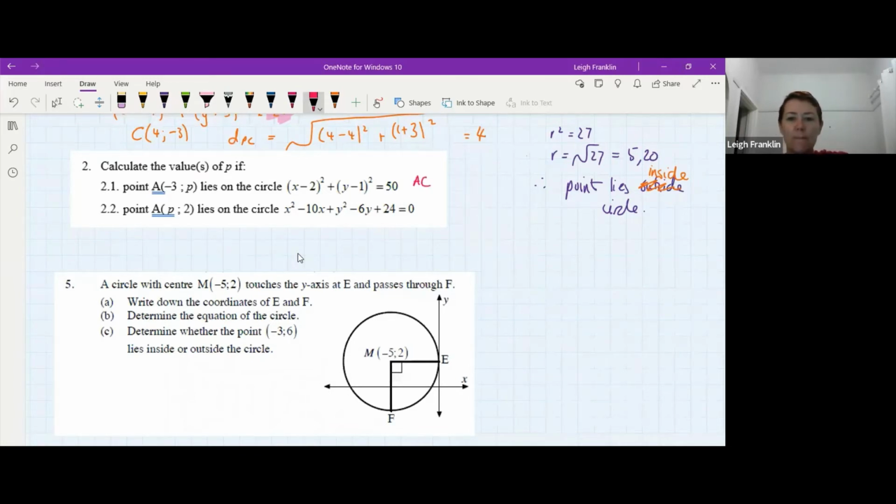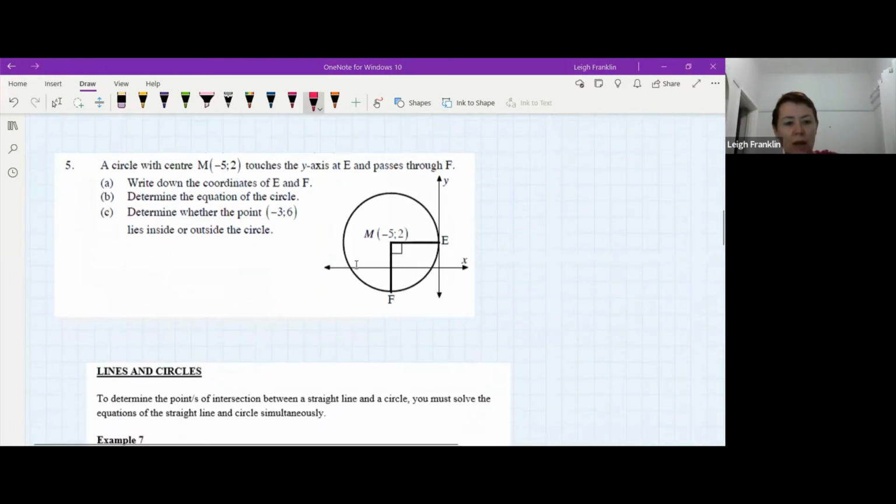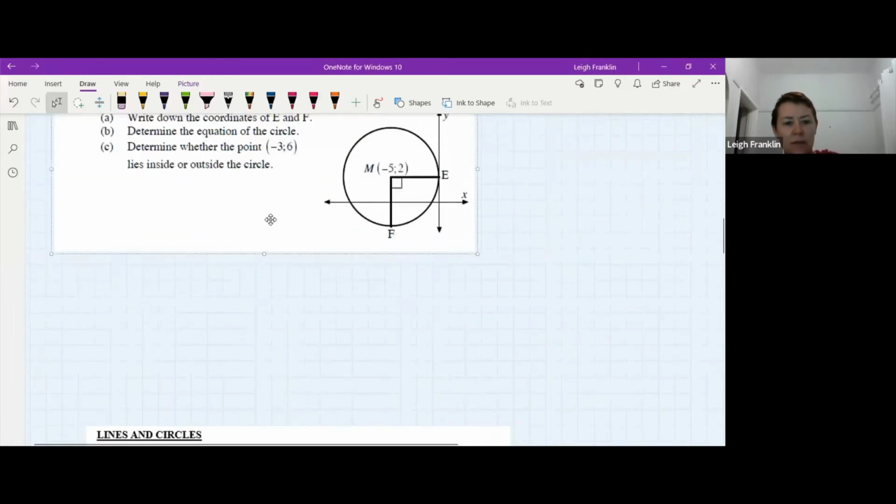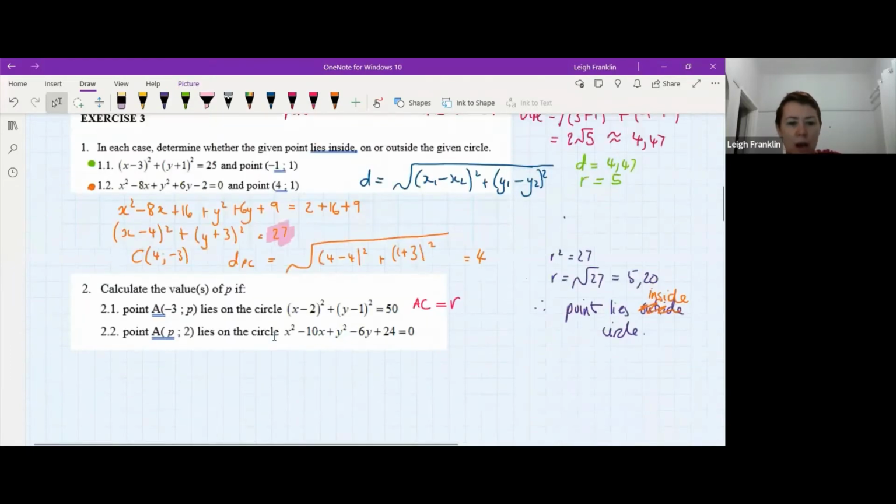The distance from A to C has to be the length of the radius. Okay, absolutely. So the distance from A to C has to be the same length as the radius. So now we need to sub in to work out this missing coordinate. Let me just move this down here. I think it's a little bit squashed.